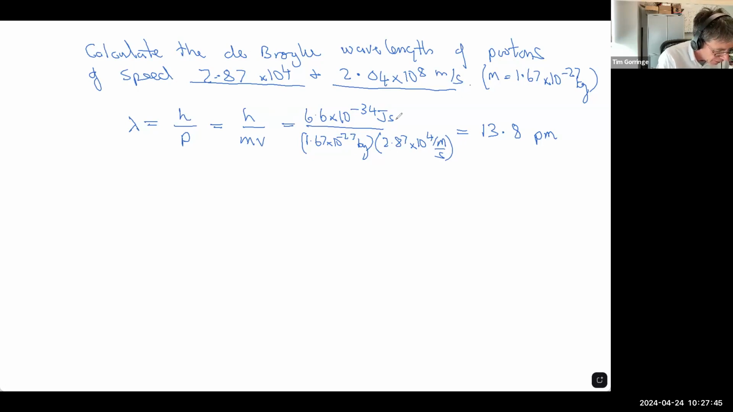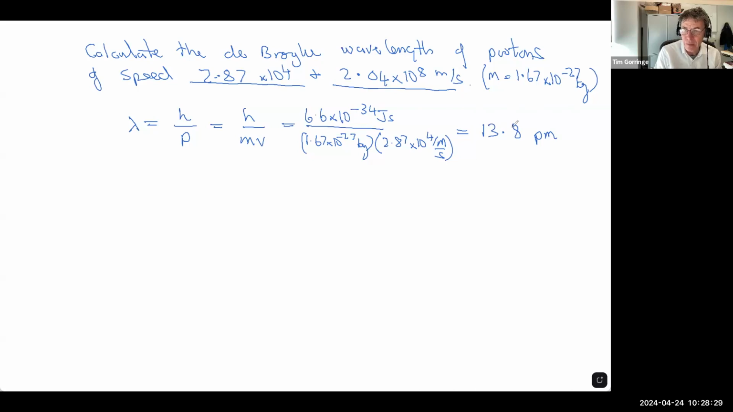So I filled in Planck's constant. I filled in the mass of the proton, 1.67 times 10 to the minus 27 kilograms. I filled in the speed of the proton, 2.87 times 10 to the 4 meters per second. In this calculation, there's a lot of cancellation of the units. You could see all the cancellations if we replace joules in terms of the units of length, time, and mass. You find out that the units of this quantity come out to be, as they've got to be, the units of length. So here's the result I got.